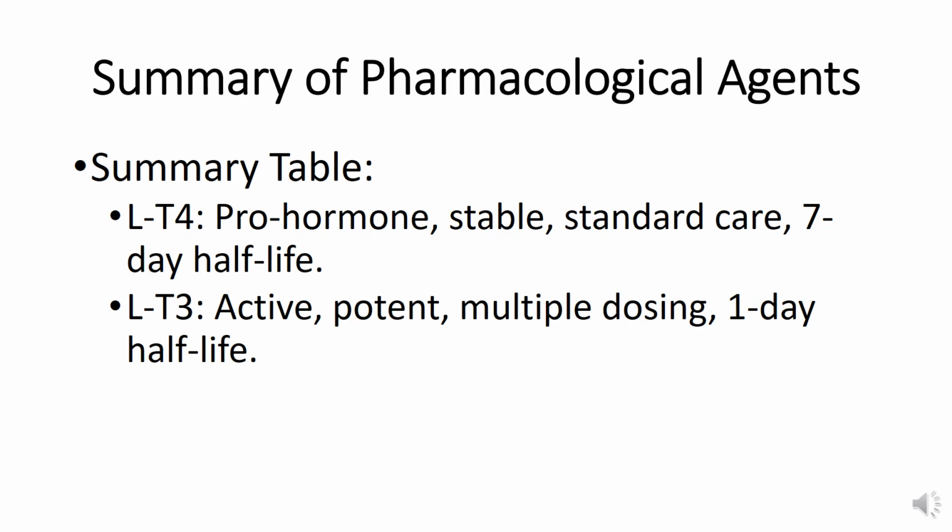Unlike levothyroxine, liothyronine is already the active thyroid hormone. It does not require conversion before exerting its biological effects. Once absorbed, it can directly enter cells, bind thyroid hormone receptors, and influence gene transcription. Because of this direct activity, liothyronine acts more rapidly than levothyroxine. It is also considerably more potent on a microgram to microgram basis.